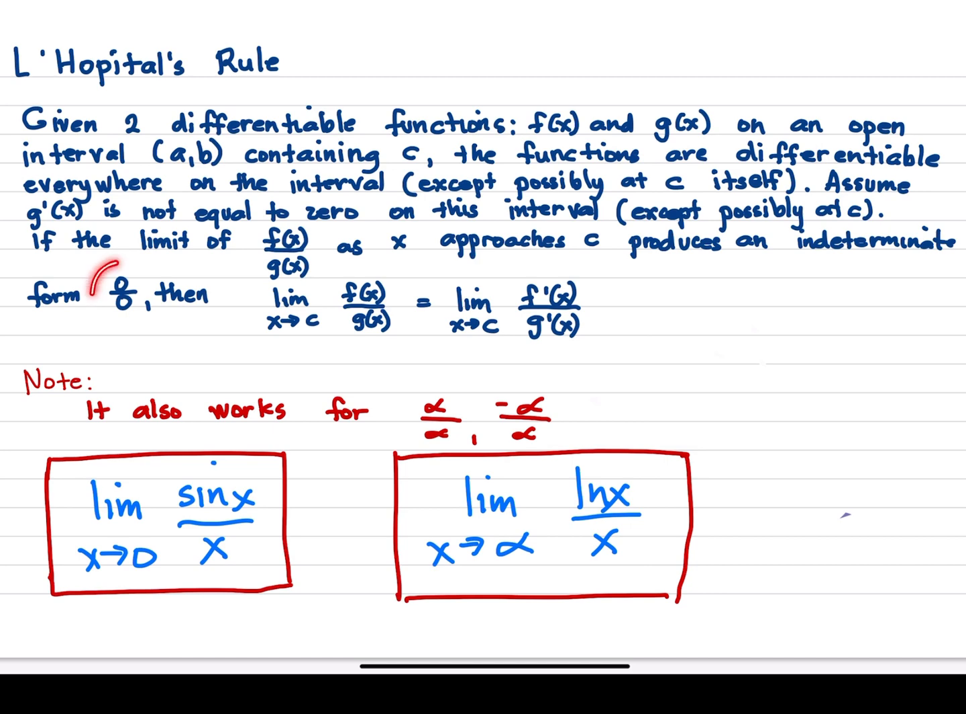So it does not only work for the indeterminate form 0 over 0, like in the case of the limit of sine x over x as x approaches 0. It also works for infinity over infinity. For instance, the limit of the natural logarithm of x over x as x approaches infinity. Both numerator and denominator are getting bigger and bigger. So we don't know what's going to happen. So we have to apply L'Hopital's rule. Let's try evaluating that limit using L'Hopital's rule.